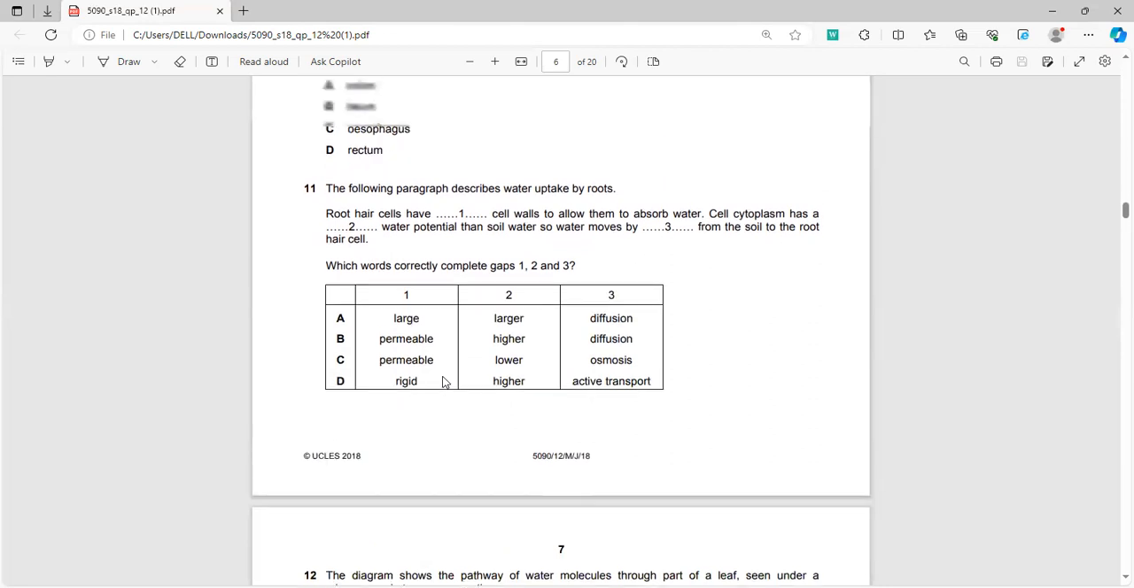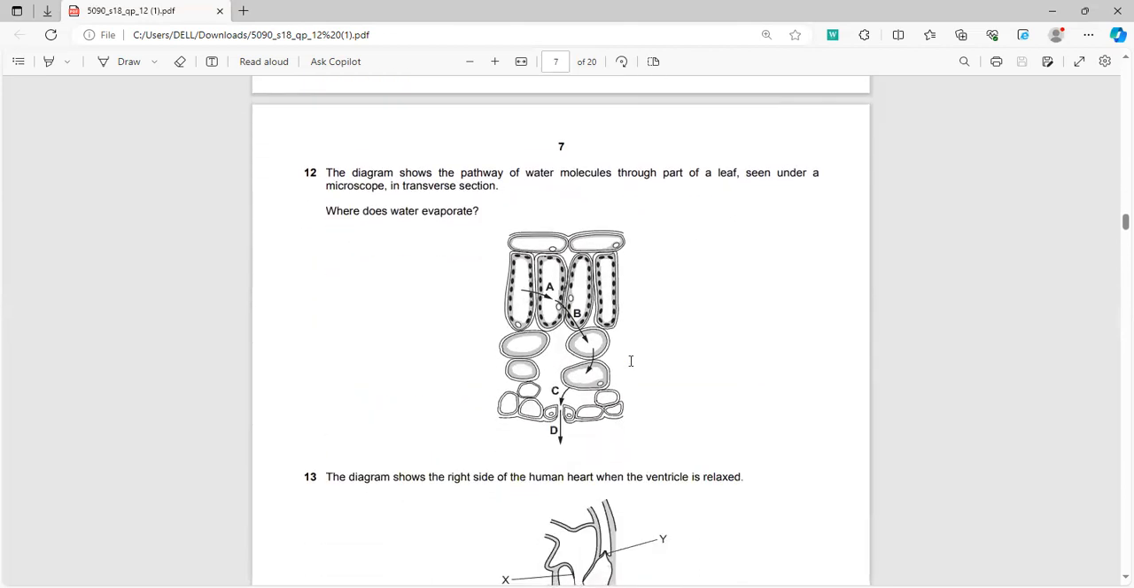In question number 11, they say that root hair cells have dash cell walls that allow them to absorb water. The cell cytoplasm has a dash water potential than soil water, so water moves by dash from the soil to the root hair cell. The process occurring is osmosis as it involves water. We'd say that root hair cells have permeable cell walls that allow them to absorb water. Similarly, the definition of osmosis is that water moves from a region of higher water potential to a region of lower water potential. On the next question, where does water evaporate?